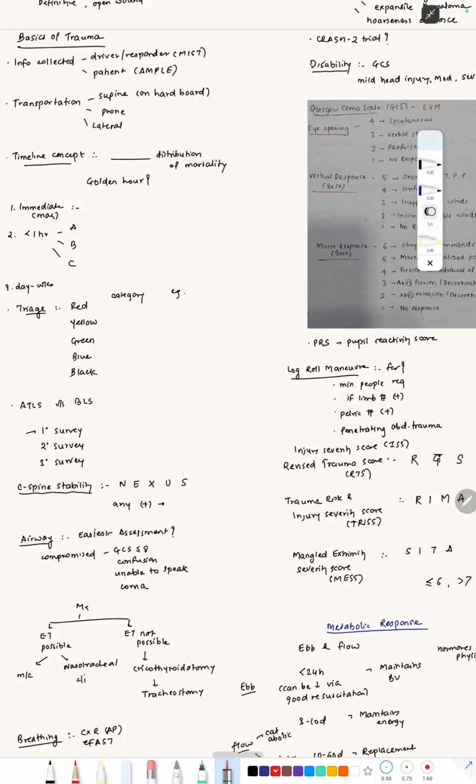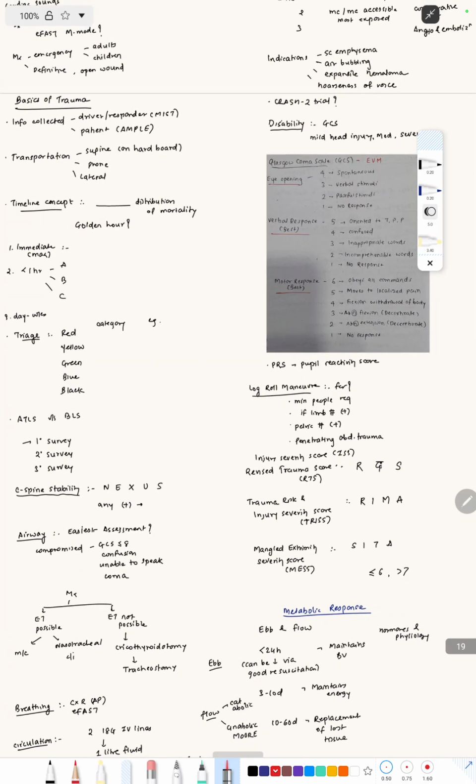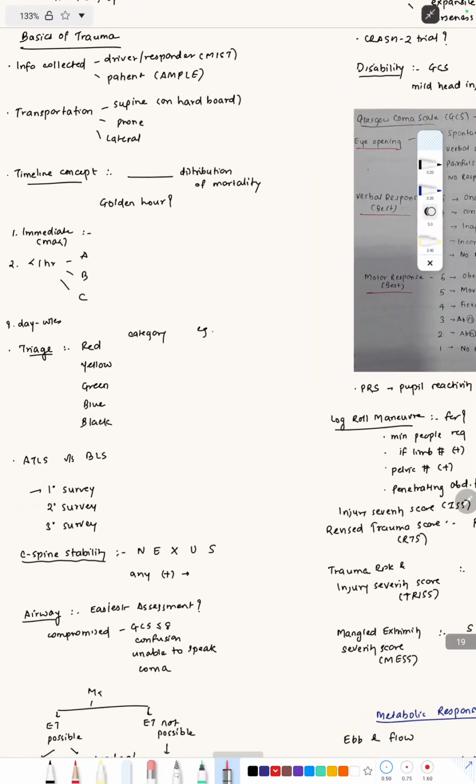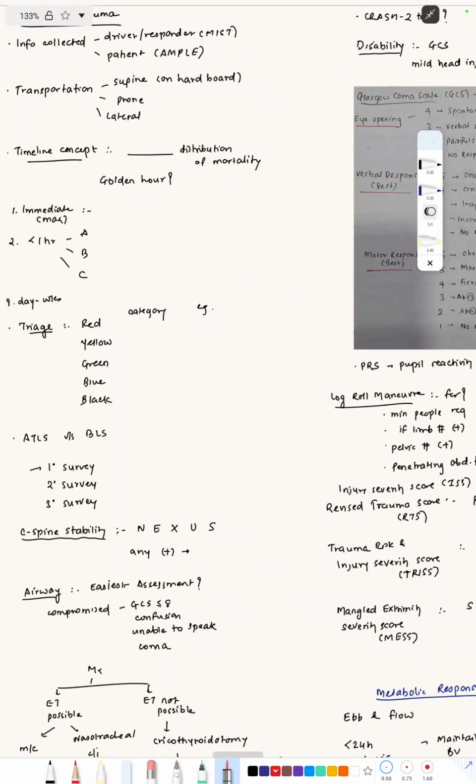Then transportation. The patient is transported in supine position on a hardboard. The head, thorax, abdomen, and the pelvic region. Basically, head, thorax, and pelvic region are strapped. Then the prone position helps to decrease the risk of aspiration. Lateral position is never preferred because there are chances of cervical spine injuries.